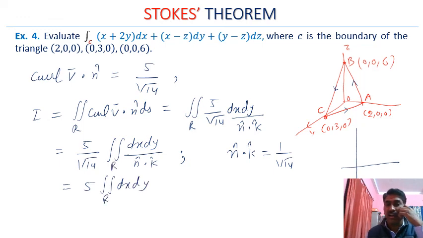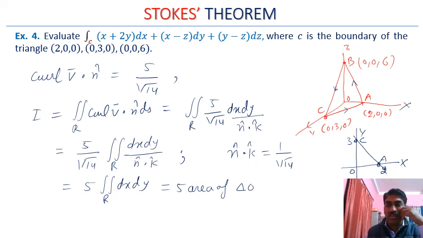What is the region R? This is the region R, marked by this triangle with the x-axis and y-axis, and you know the x-axis has intercept at 2 and the y-axis has intercept at 3. This is the origin. So what is this dx dy? This is just 5 times the area of the triangle. Which triangle? OAC: O on the origin, A on the x-axis, and C on the y-axis.